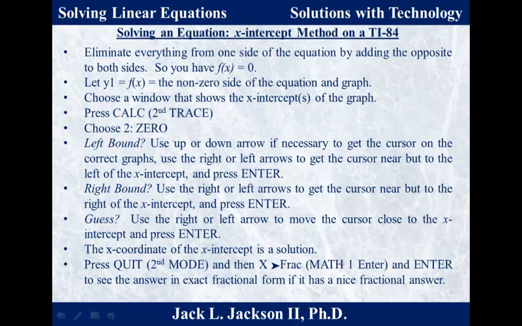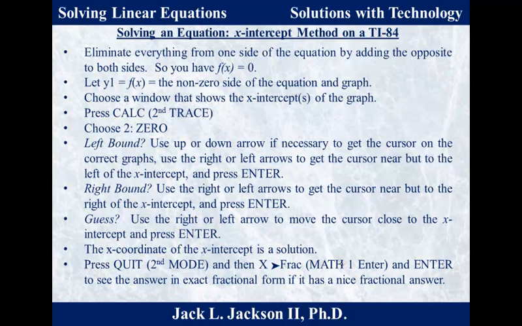So here are the steps on a TI-84. Again, eliminate everything from one side of the equation by adding the opposite to both sides and get it in the form f of x equals 0. Let y1 be whatever's on the left side, the non-zero side. Graph it. Choose a window that shows the x-intercepts of the graph. Could be more than one. If it's linear, there'll just be 1. And then press Calc, which is second trace. Choose number 2, which is a 0.